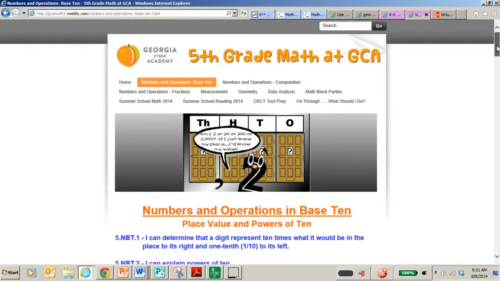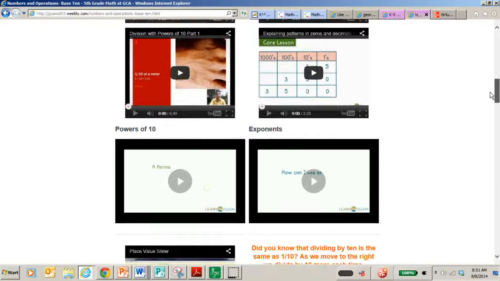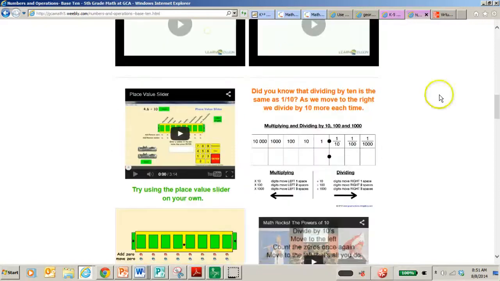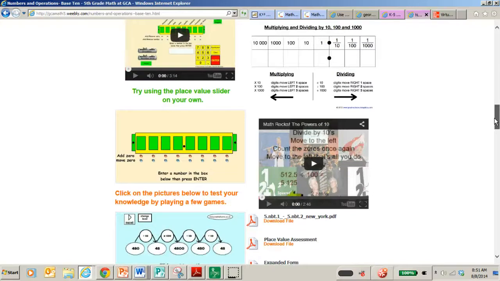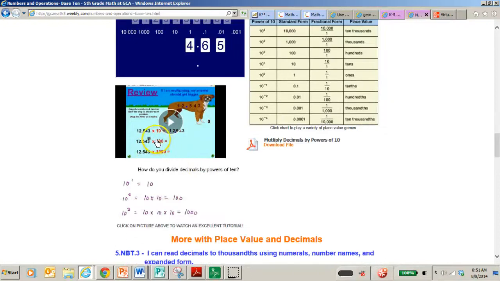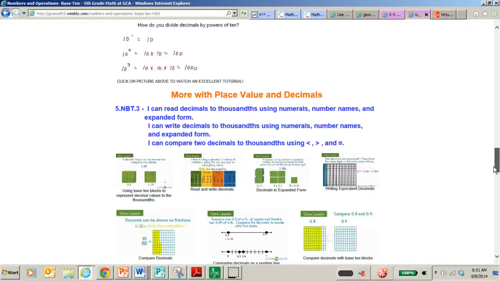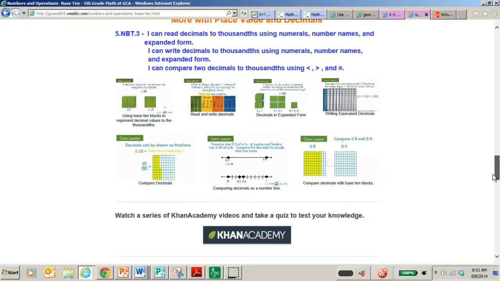So let me scroll down. There's videos, there's links about powers of 10, there's some interactive charts and games that you can do online, because not every child learns best from just doing things in a workbook. Sometimes they need that hands-on and interactive approach. Here is another great video about what it means to multiply a number by a power of 10. And then there's lots of lessons on rounding and all sorts of things.